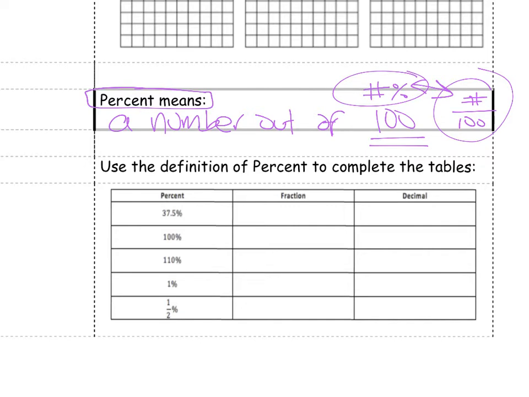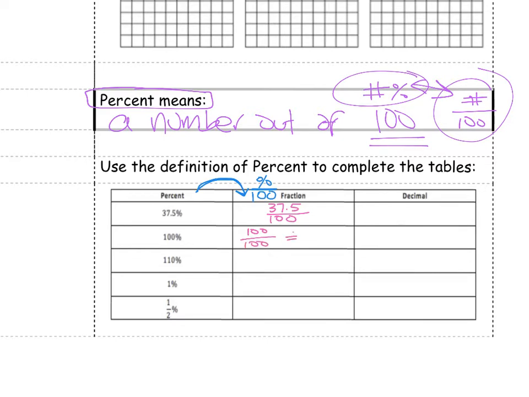And so knowing that, we're gonna use this definition of percent and what it means to fill in this table below. Whenever we have a percent, in order to make a percent into a fraction, all you have to do is put the percent over 100. So we're going to go ahead and change all of these percents into fractions. 37.5% would be 37.5 over 100. 100% would be 100 over 100.